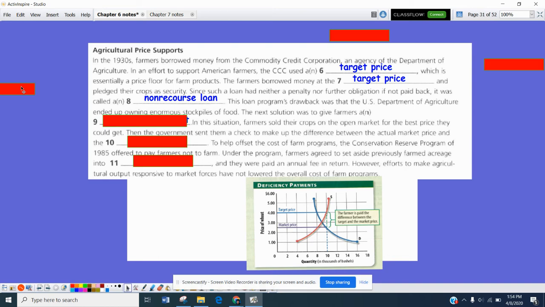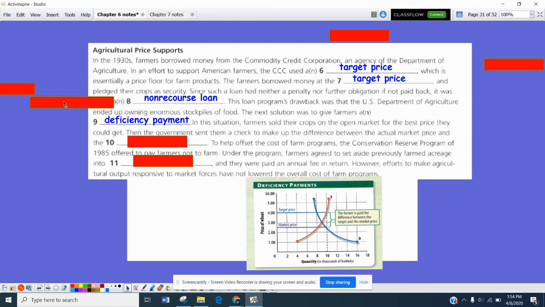This loan program has some drawbacks, in that the Department of Agriculture ended up swimming in an enormous stockpile of food. And they ended up having to build a lot of grain elevators. And in some cases, they ended up dumping some of the products. Particularly when we talk about the dairy industry, they ended up dumping milk because they just had such a stockpile, they didn't know what to do with it.